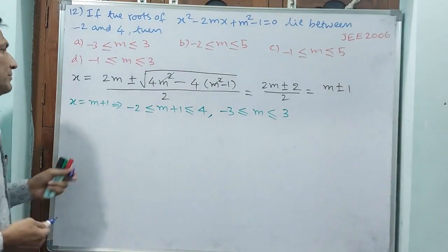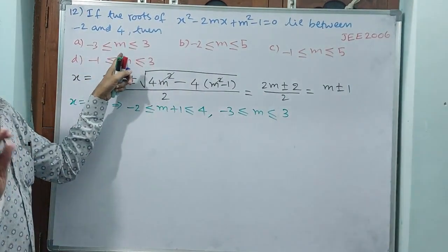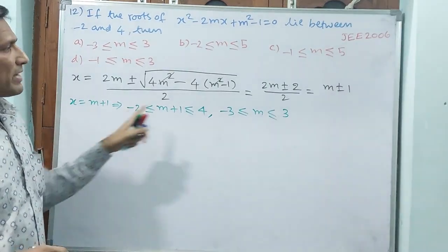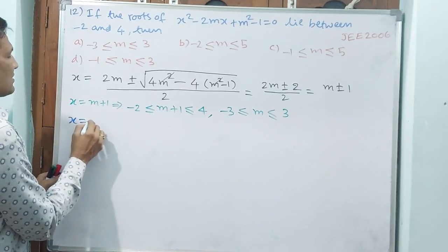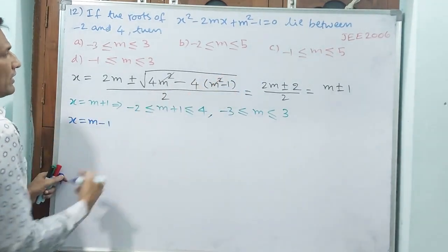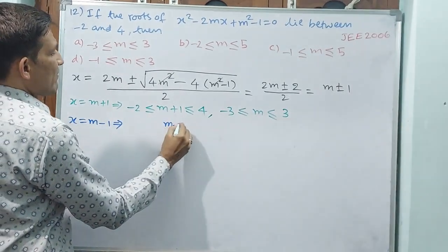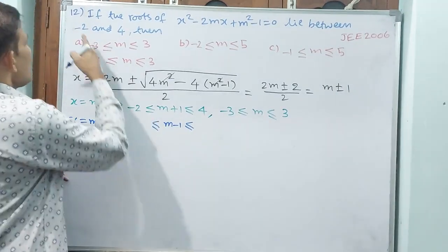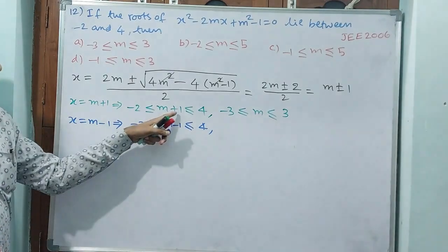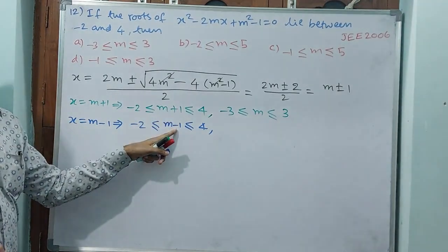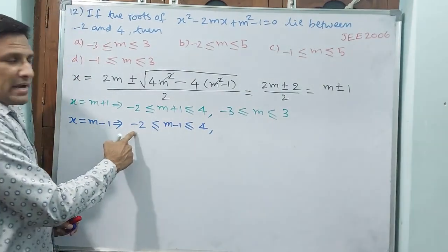M minus 1 also. See, minus 3 to 3 is only one option. Don't put this directly. Why? Because we have not seen m minus 1 also. M minus 1 also we have to see. That is the logic in this question. Okay, see, next time I am taking x is equal to m minus 1. This implies m minus 1 value is between minus 2 and 4. See, earlier we have subtracted 1, but here you have to add 1. Plus 1 if you make, automatically this is going to become m. If you add 1, this is going to become minus 1.